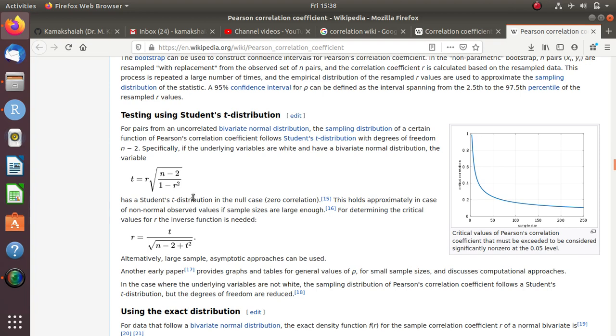Now in a sample, we refer to the correlation coefficient with small r, and in the population it is referred to as rho.